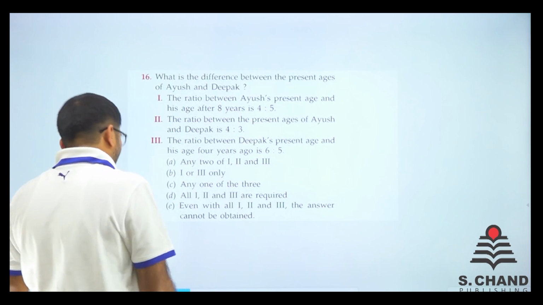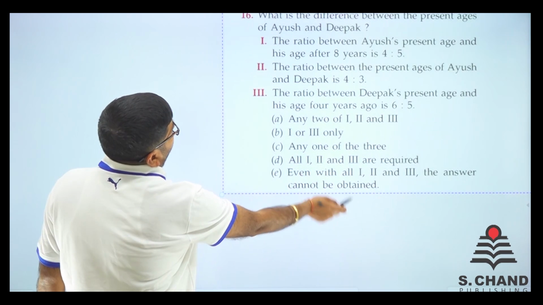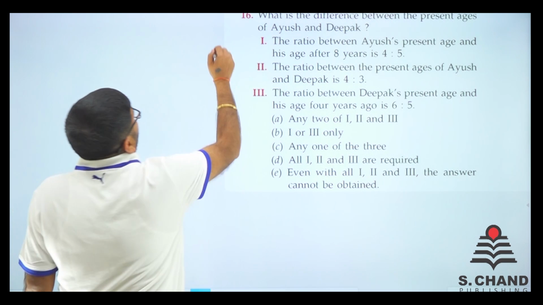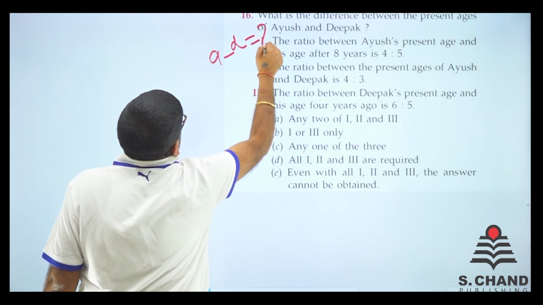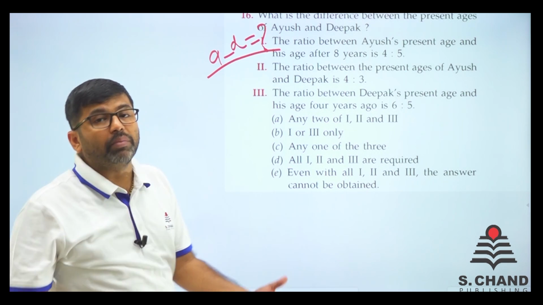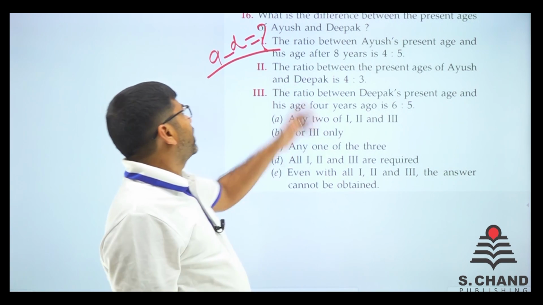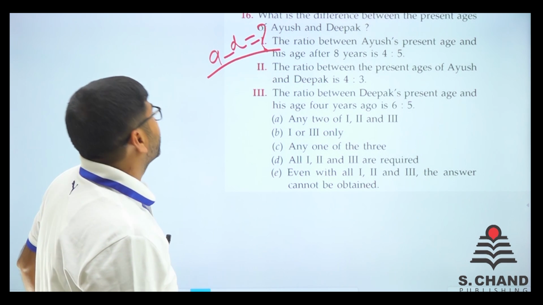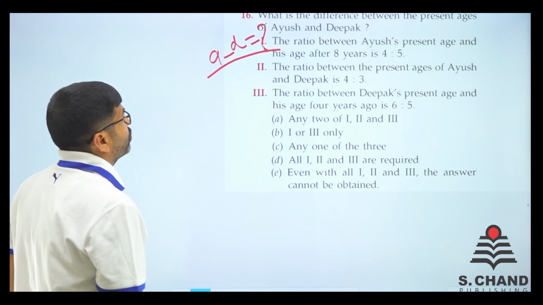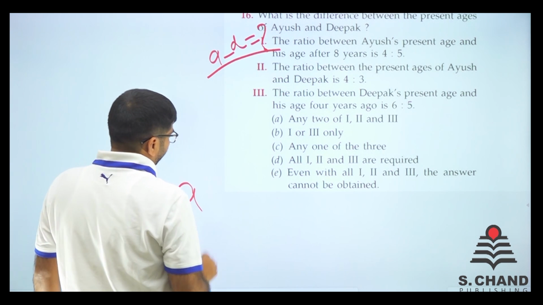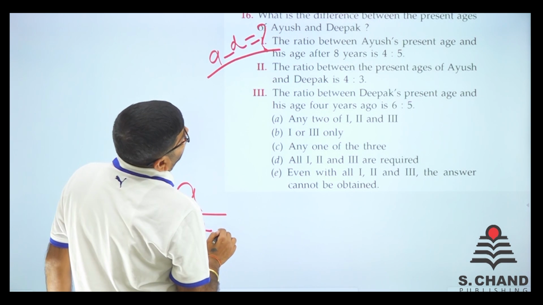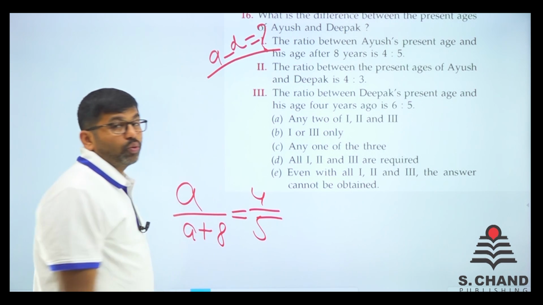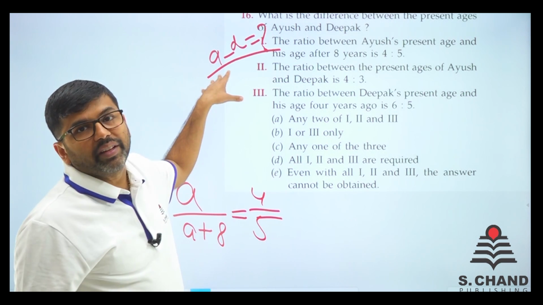Question number 16, I guess the last question of the exercise, and let's do it. Difference between the present ages of Ayush and Deepak. मुझे आयुष और दीपक का डिफरेंस पता करना है एज का, राइट? आयुष को A मान लिया, दीपक को D मान लिया. लेट्स सी क्वेश्चन क्या कह रहा है. The ratio between Ayush's present age and his age after 8 years is 4:5. आयुष के ही 8 साल के बाद का एज का रेशियो 4:5 है. इससे आयुष का एज तो आ जाएगा, बट मुझे डिफरेंस नहीं पता चल पाएगा.